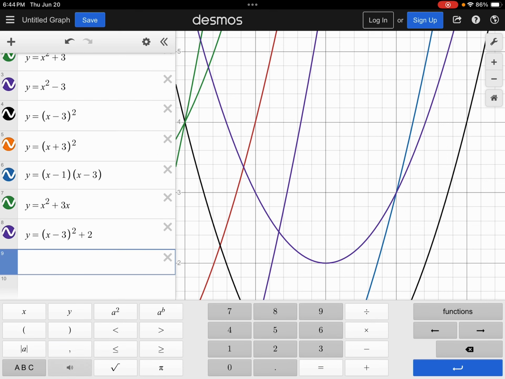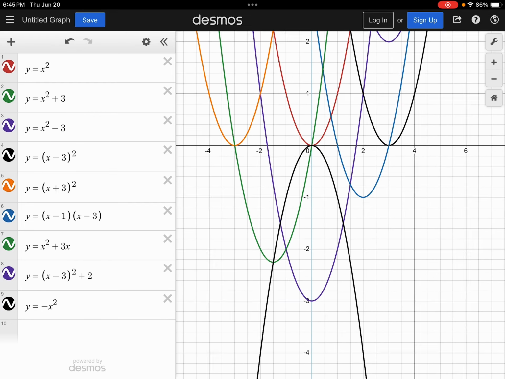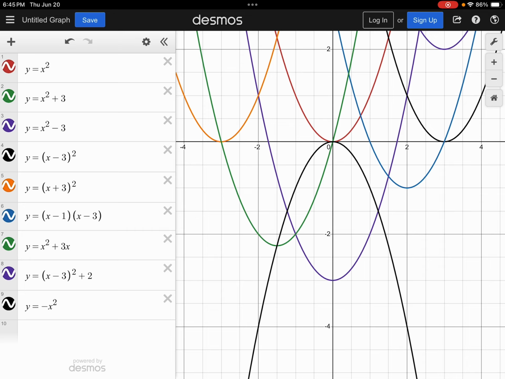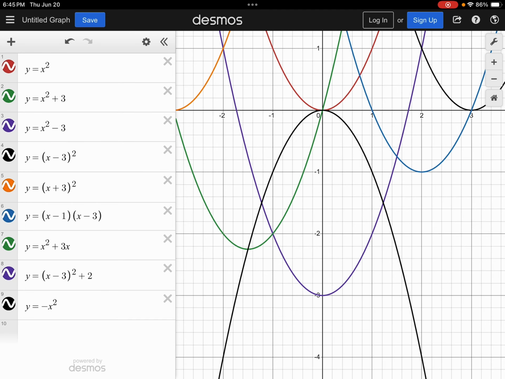Now the last thing is, how would I make it so that the parabola is facing downwards? That would just be y equals negative x squared. That's exactly what it is. So that's just facing down.